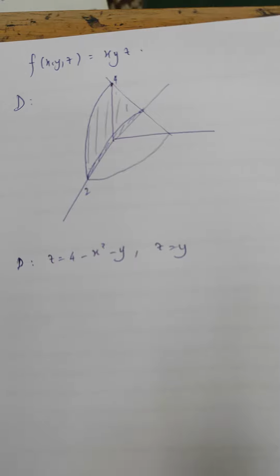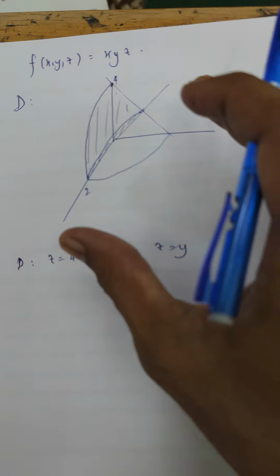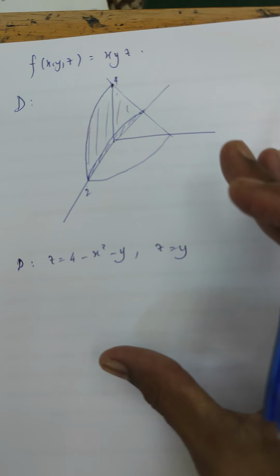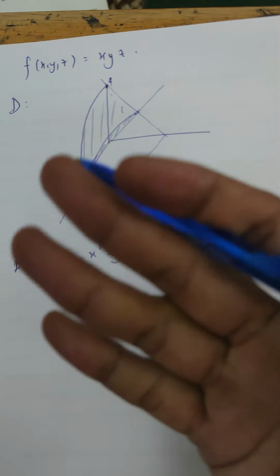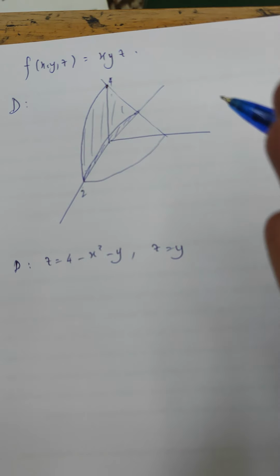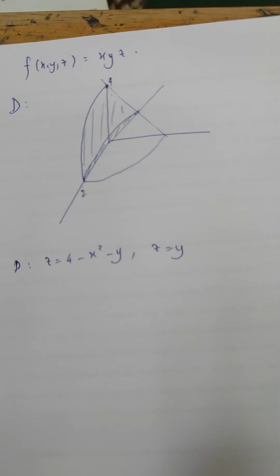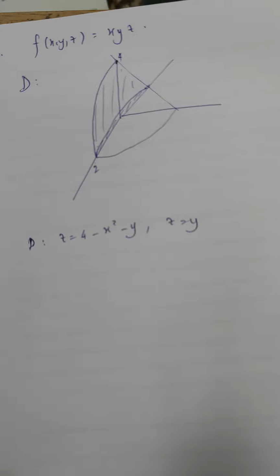Okay, just like a piece of watermelon. Yeah, like a piece of watermelon. Now, for this we need to determine what the limits are for x, y, and z. All right, so let's do this.